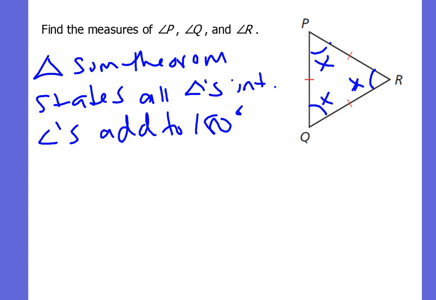And at this point, you may already be watching and thinking, Mr. McGuckin, I get it. I know what it's going to be. But just bear with me for a sec. This will be useful to know how to set up these equations in the future.